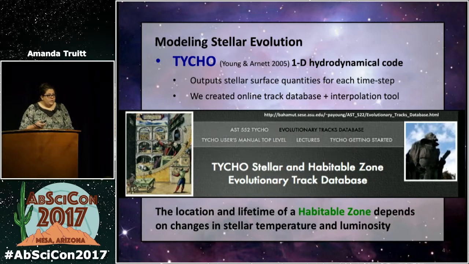To model stellar evolution, I use Tycho, a one-dimensional hydrodynamical code, which outputs stellar surface quantities of interest for each time step of the evolution. Typically temperature and luminosity are what we're primarily interested in. I've created an online database for the evolutionary tracks that's available, with an interactive interpolation tool as well. Primarily, what we want from these evolutionary tracks is to look at how the location and lifetime of the habitable zone depend on the changes over the star's main sequence lifetime.